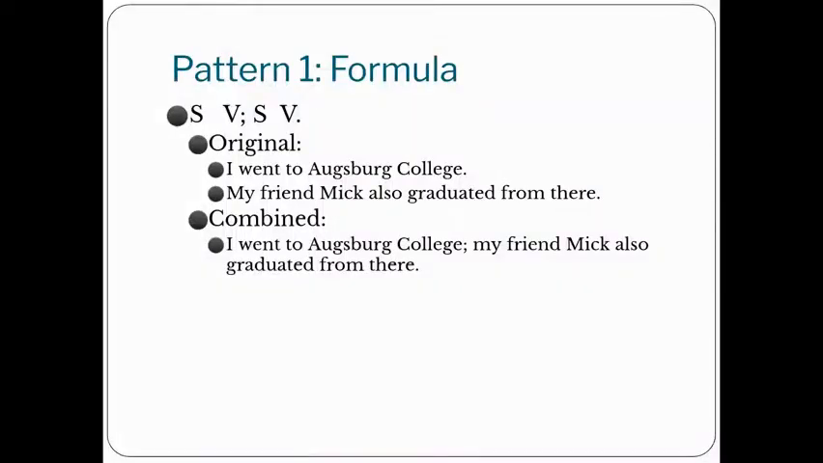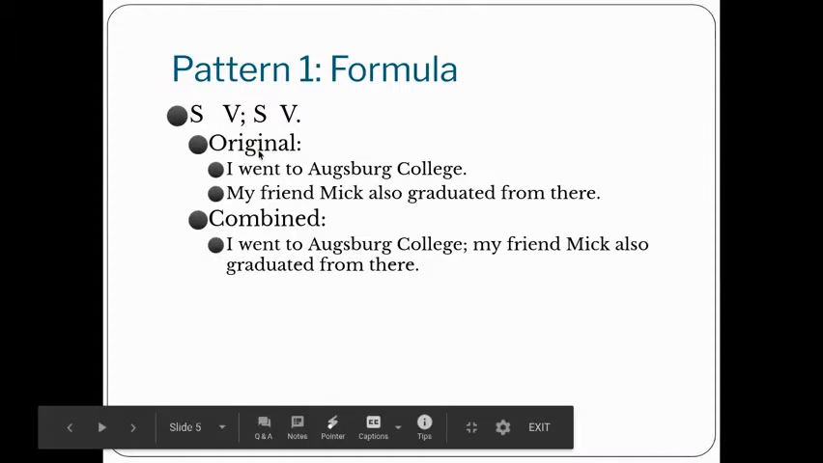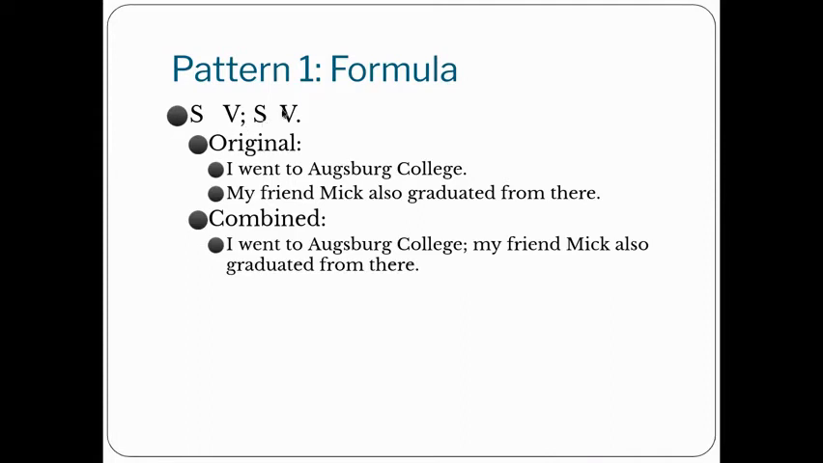First sentence pattern. Here's the formula. Notice we have the abbreviations and the punctuation. Both are important in understanding the formula. Subject, verb, semicolon. Subject, verb, period. Let's look at how we combine two sentences together.